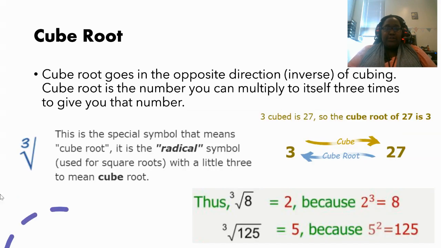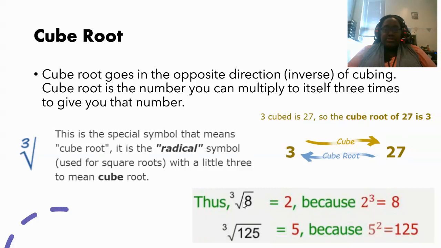And then we have cube roots. So cube roots go in the opposite direction of cubing, their inverse. A cube root is the number you can multiply by itself 3 times to give you that number. So we have several examples. Just make sure you guys know the cube root looks like a square root, except the only difference is the index is 3. Okay. And they show you that they're inverses. So 3 cubed, which is 3 to the third power, is equal to 27. And then the cube root of 27 is 3.